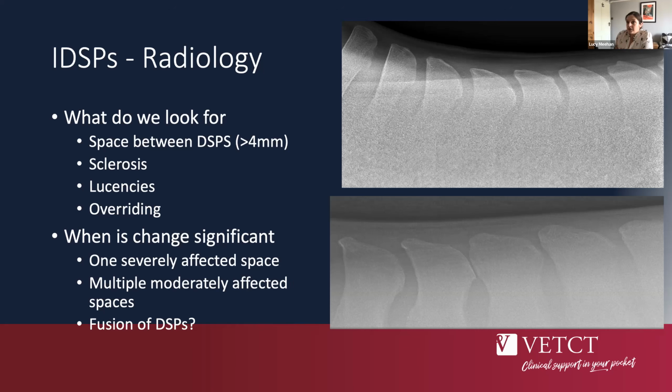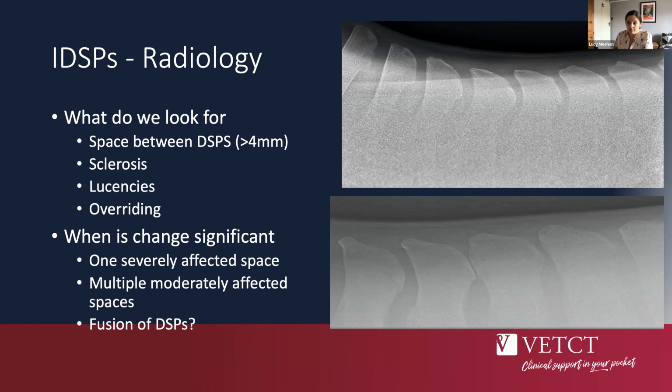So when is the change significant? Well, what the grading system does is it grades it from 0 to 7. I don't tend to use the grading system. I personally grade them mild, moderate, or severe. But what the grading system showed was that the higher the overall score, so the sum of the number of affected spaces, the more likely it is that the changes are clinically significant. So I obviously look at each individual space, but also look at how many spaces are affected.